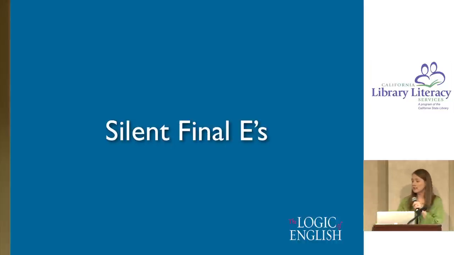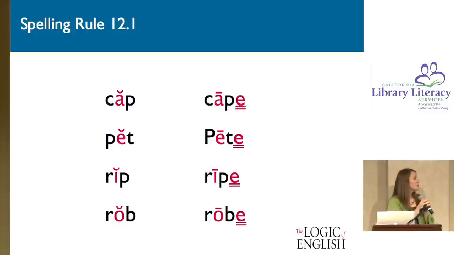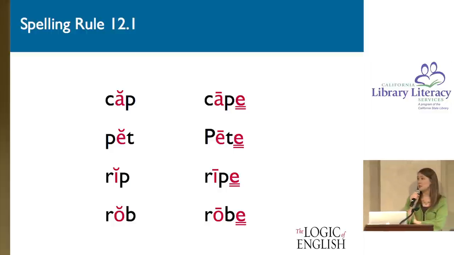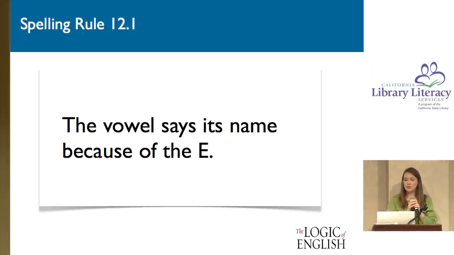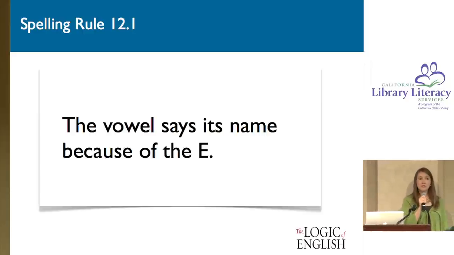All right, let's talk about silent final E's for a minute. Most of us know the rule that cap becomes cape, pet becomes peat, rip becomes ripe, and rob becomes rope, right? This is the rule: the vowel says its name because of the E. This is a very important rule. It explains 50% of silent final E's. I'm actually not joking, it is a very important rule, it's 50%.